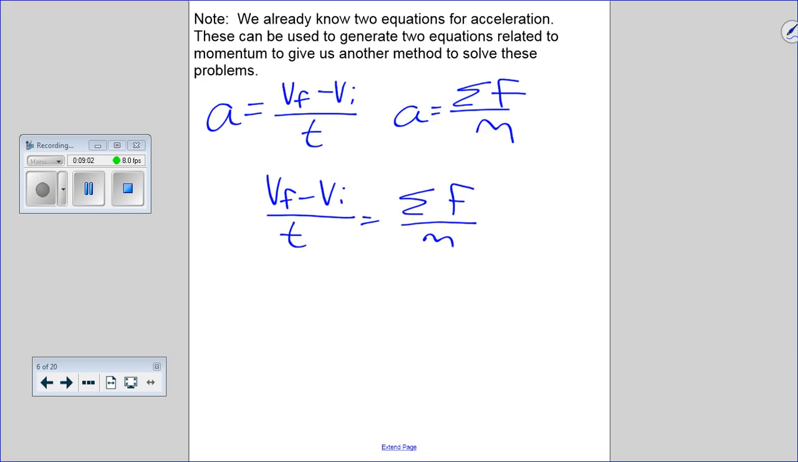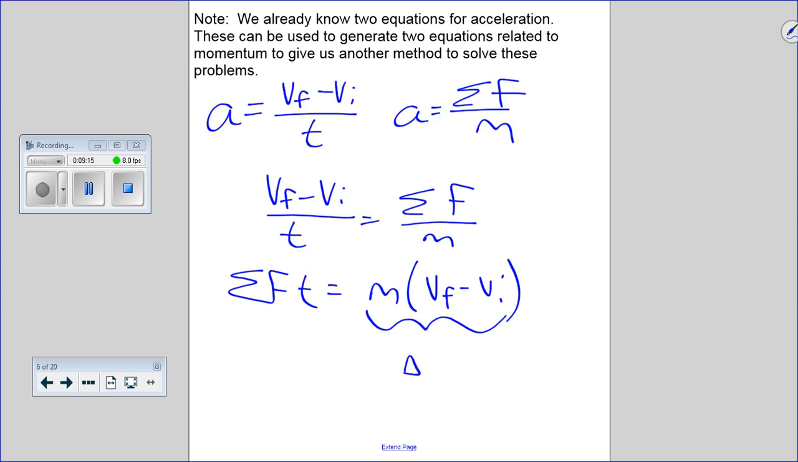I have two fractions that are equal to each other. I can cross multiply, and you get this. Net force times time equals mass times Vf minus Vi, right? This is by cross multiplying. Oh, and this thing here, this is my change in momentum, right? Okay. Now, this quantity over here is often called impulse. I always get frustrated with this, that anybody even gave this a name. Because this equation proves to us that impulse is simply equal to the change in momentum.